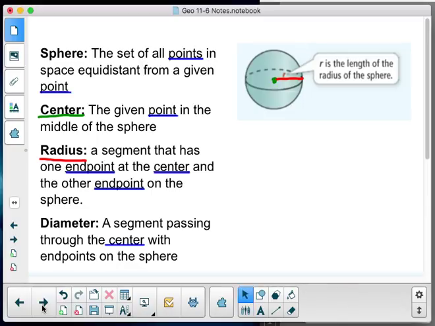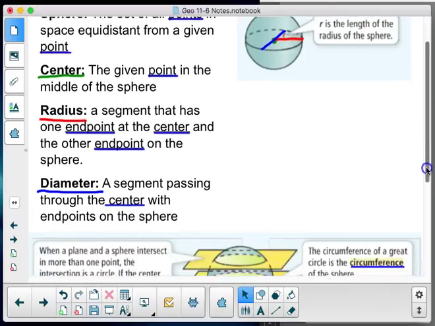The diameter we'll do in blue here, if that'll show up. A diameter goes through the sphere from one side to the other, but a diameter has to contain the center. So it's a segment passing through the center with endpoints on the sphere.